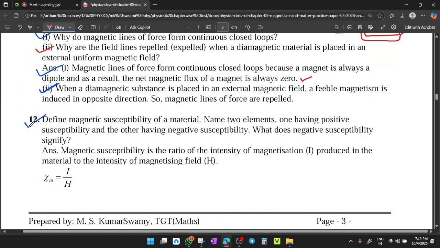Question number 12. Define magnetic susceptibility of a material. Name two elements, one having positive susceptibility and the other having negative susceptibility. The materials with positive susceptibility are paramagnetic and ferromagnetic materials, and the materials with negative susceptibility are only diamagnetic materials. What does negative susceptibility signify? Negative susceptibility signifies that the magnetization takes place in the opposite direction.